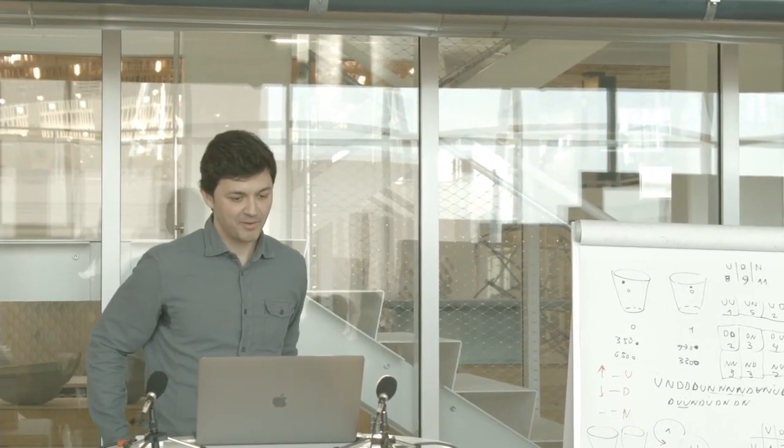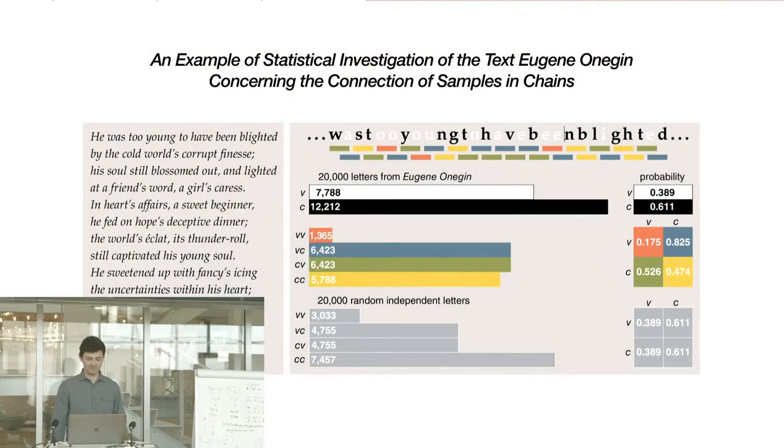So what Markov did in his 1913 paper, called An Example of Statistical Investigation of the Text of Eugene Onegin Concerning the Connection of Samples in Chains, was to show what his model could do in a very weird example. He took this famous poem by Pushkin, and took 20,000 characters from it, to see whether written text has a different distribution than a random sequence of characters, whether characters depend on each other more than in a random distribution.